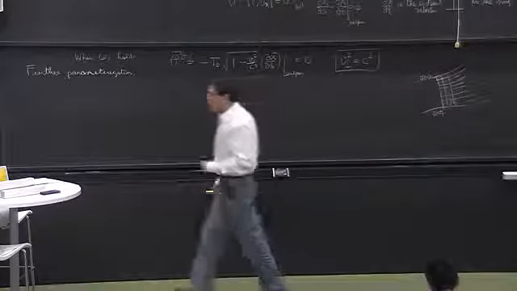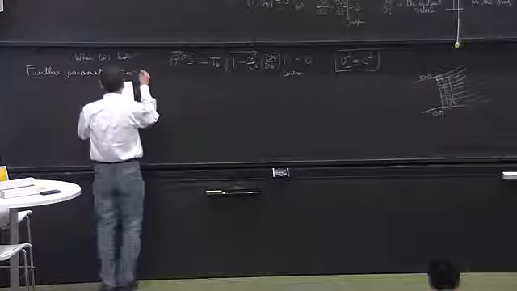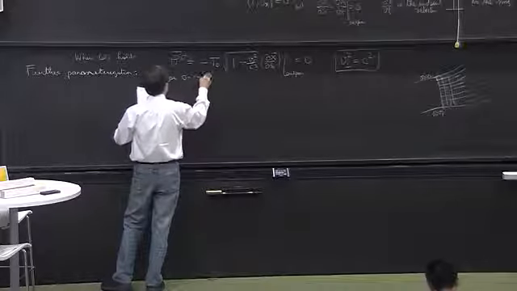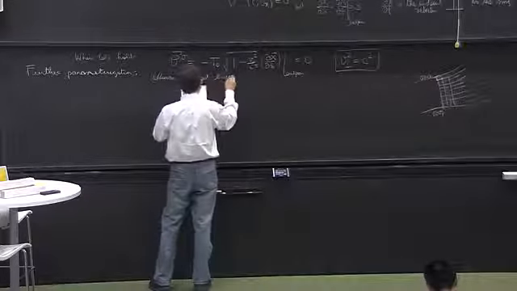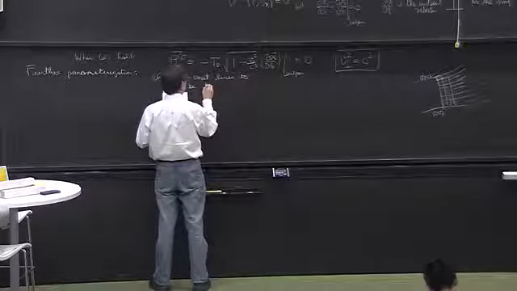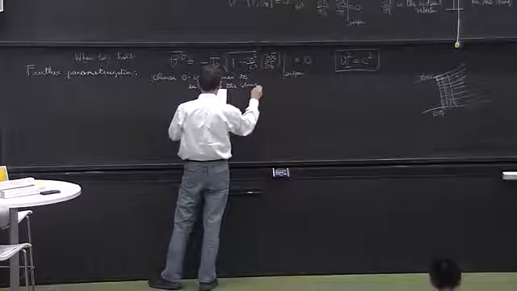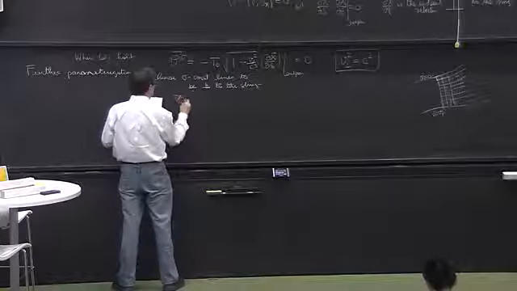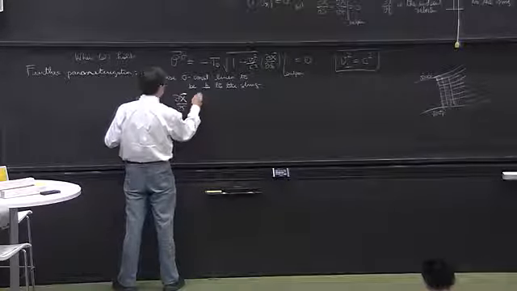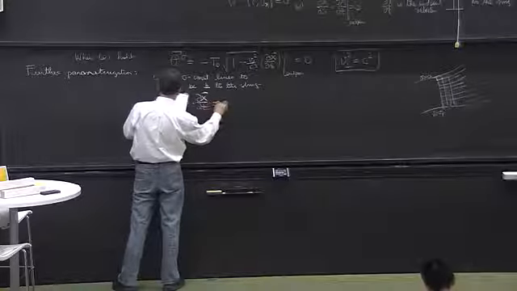So our further parameterization is going to use, I'm going to write some words here, choose sigma equal constant lines to be perpendicular to the strings. So dx d sigma times dx dt will be equal to 0.